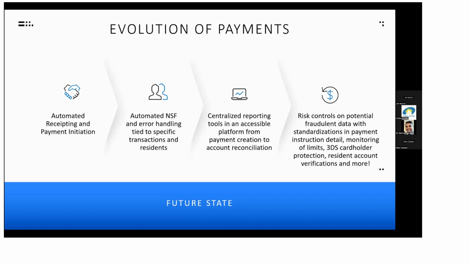So all in all, in this future state, there's no searching for reports, there's no massaging of details. Everything becomes available for you in a convenient, centralized platform. It's automated. There's no need to go out of your way to try to process payments, and you allow the system to essentially take care of it for you.